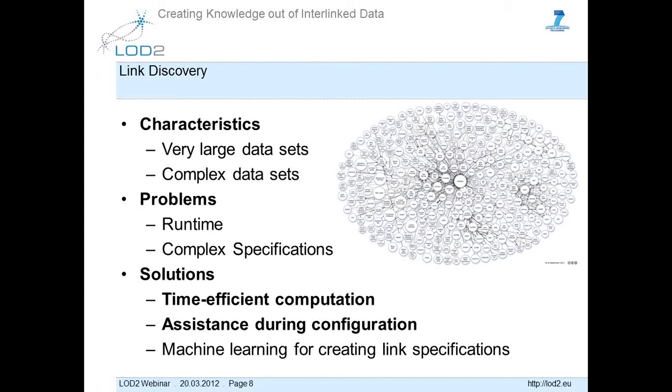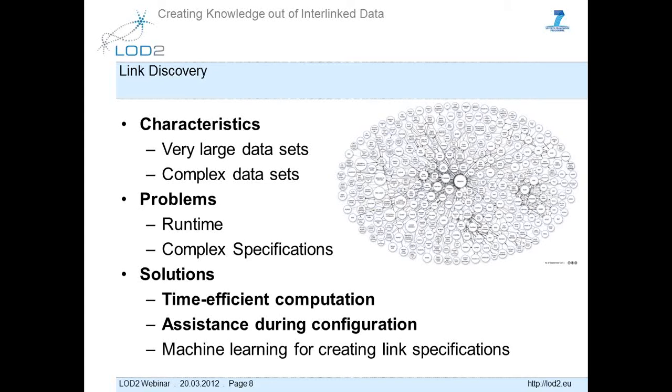Now, given that, we basically wanted to create a framework that is fast, that is basically a framework that implements algorithms that allow to find links between entities across knowledge bases in a time-efficient manner. Now, to be able to support the complexity of the data sets, we also wanted to provide means to create complex link specifications that then allow to specify very exactly how and when links should be created between different entities. And that is basically the purpose of LIMES.